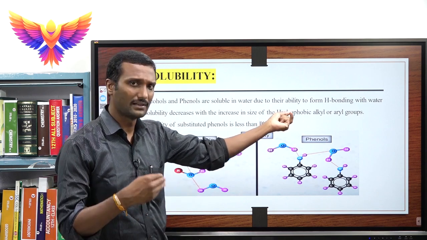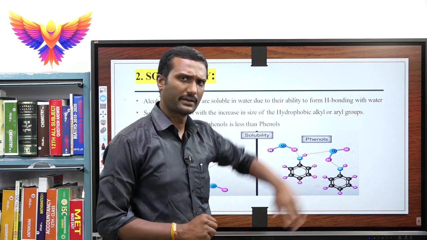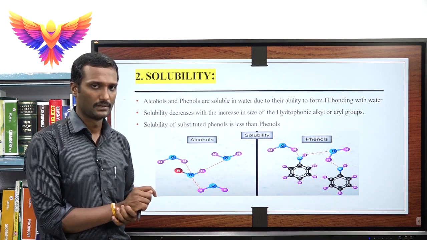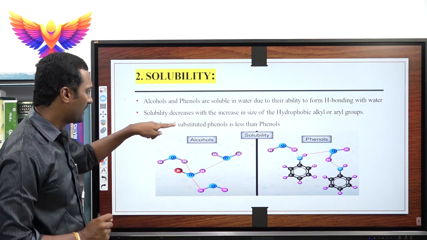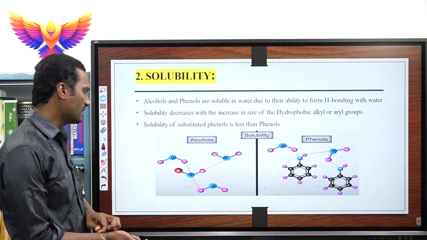Hydrophobia means it will not react, repulsion will take place. So hydrophobic alkyl or aryl group, whatever, because we are taking both alcohol as well as phenol. The next one is the solubility of the substrate: phenols is less than alcohols. What is the meaning of that?